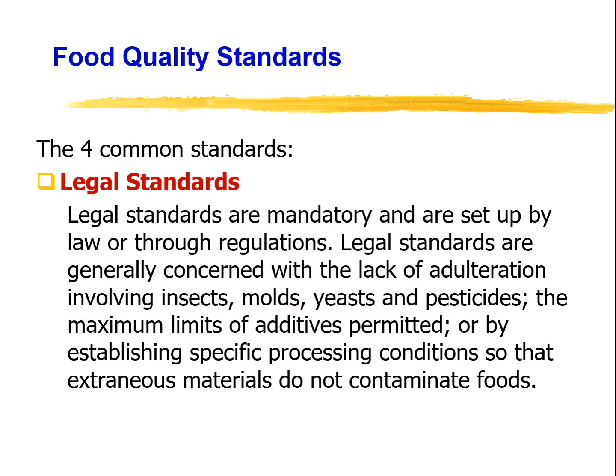There are four common standards which are implemented. First one is legal standards. Legal standards are those standards which are implemented by government bodies to ensure the different standards, and these legal standards are generally considered as the lack of adulteration or the lack of different insects or different foreign material or limits of different additives to be used inside the food item, or some conditions which are implemented during the processing of that product to avoid any sort of contamination or introduction of different foreign material in that food item.